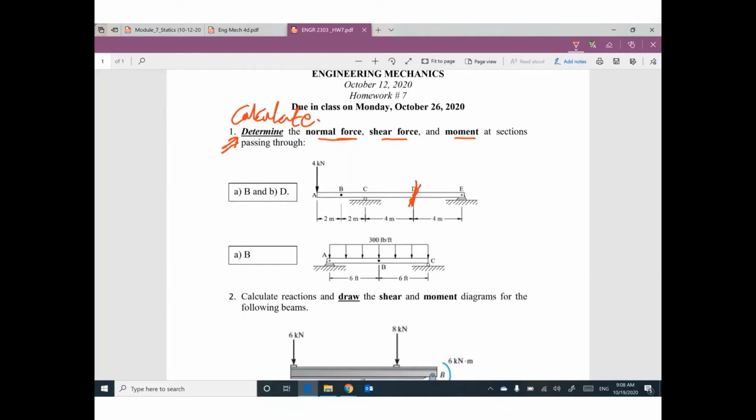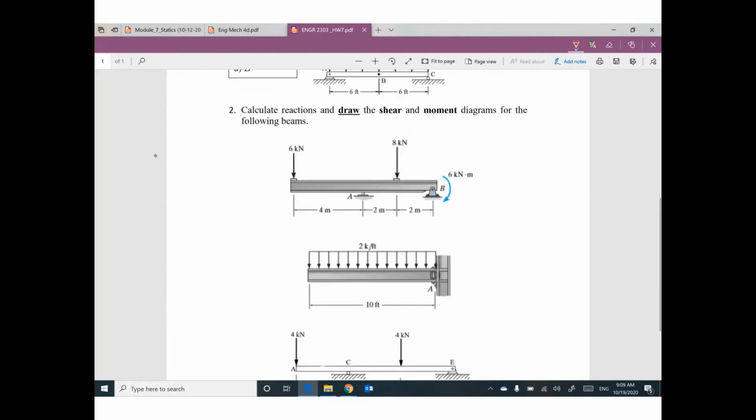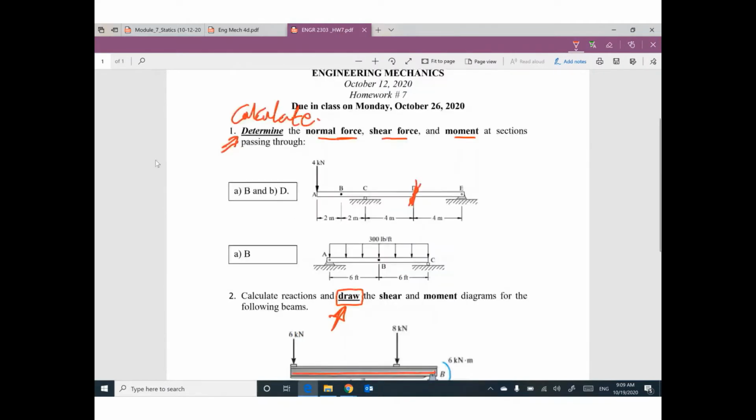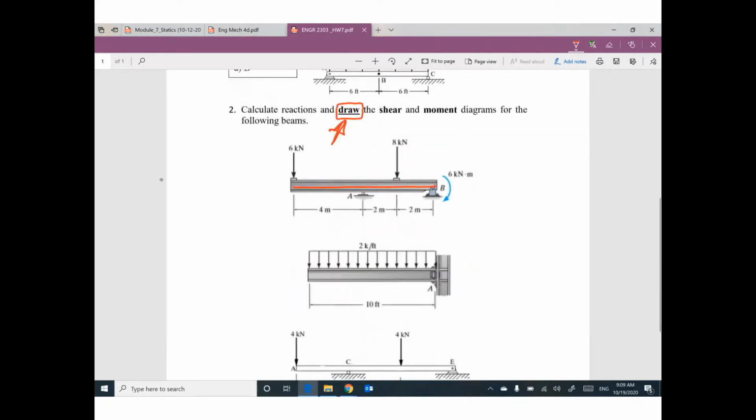The second part in this topic, we don't have a specific point. We are going to draw the internal forces through the whole length of the beam. So it's a different scenario. So we have one problem saying draw and another one called calculate or determine. This one at a specific point, but this one will draw the internal forces, axial force, shear force, and the bending moment for the whole beam, not a specific point.